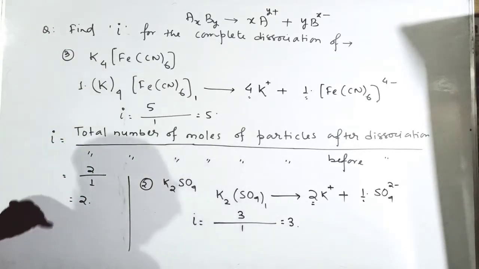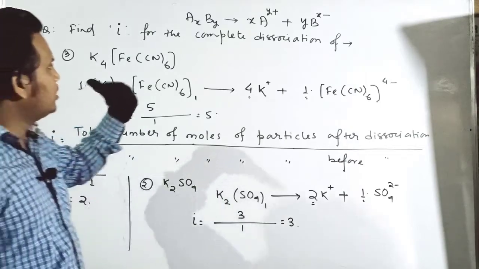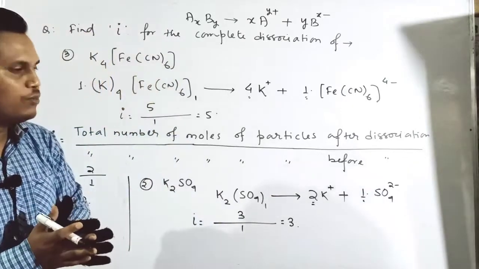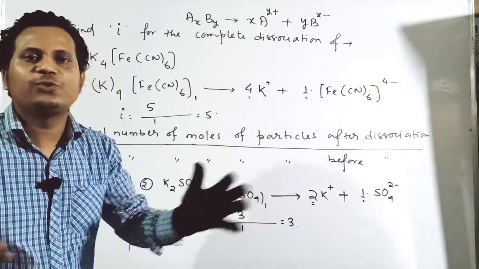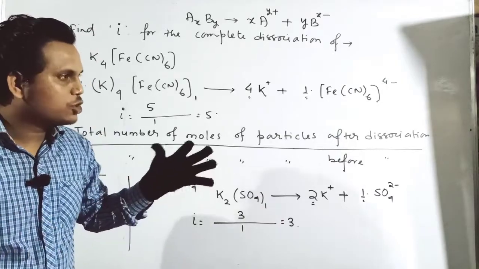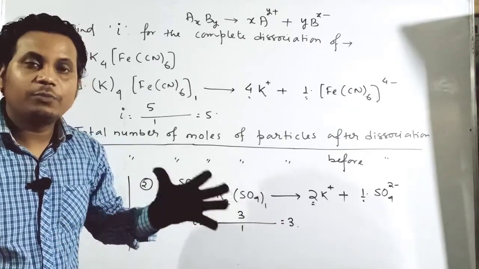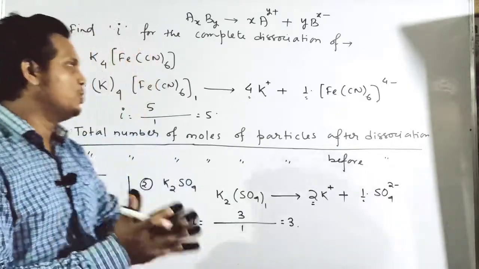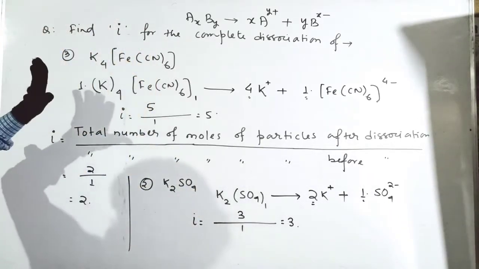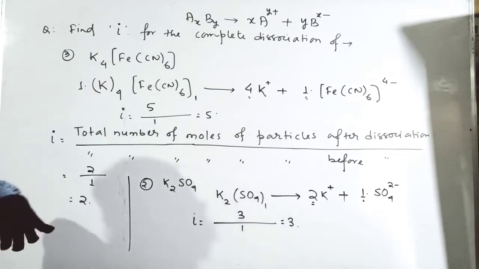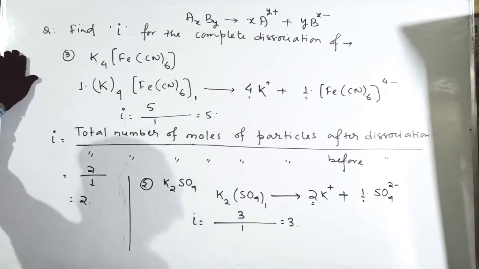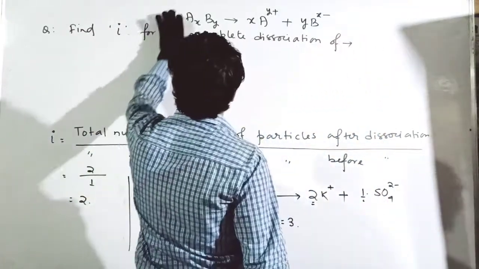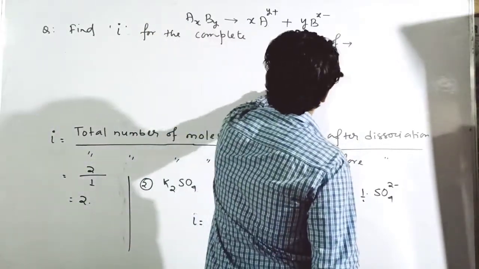Okay. Now second, we will find the value of I for association. Dissociation we know, to break into ions. Association means many moles, many particles are there, and they will join together. So first find the value of I for association. What will be the value of I for association?